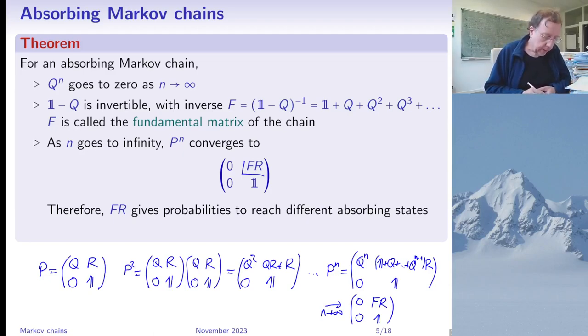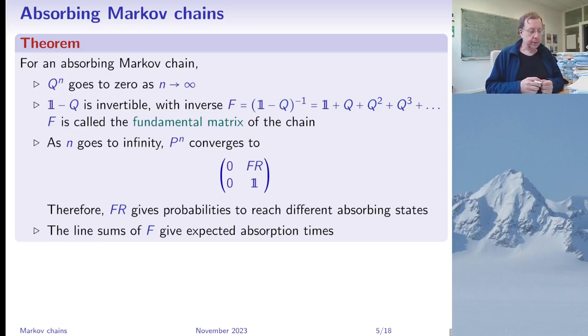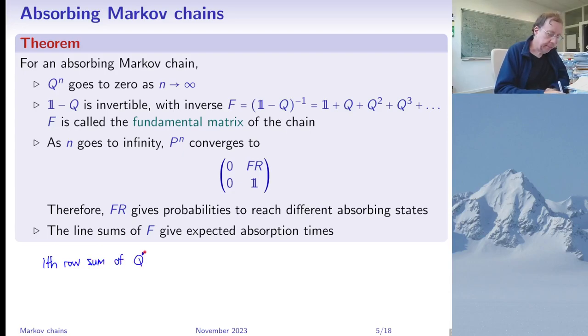Now, one other claim I make is that the row sums of F give expected absorption times. And the reason behind that is that if I take the ith row sum of Q to the n, so I've said this already in words when I talked about this example with the flies, that gives me the probability starting from state i not to have reached an absorbing state. So that we would write as probability starting from i that tau is larger than n, where tau is the absorption time.